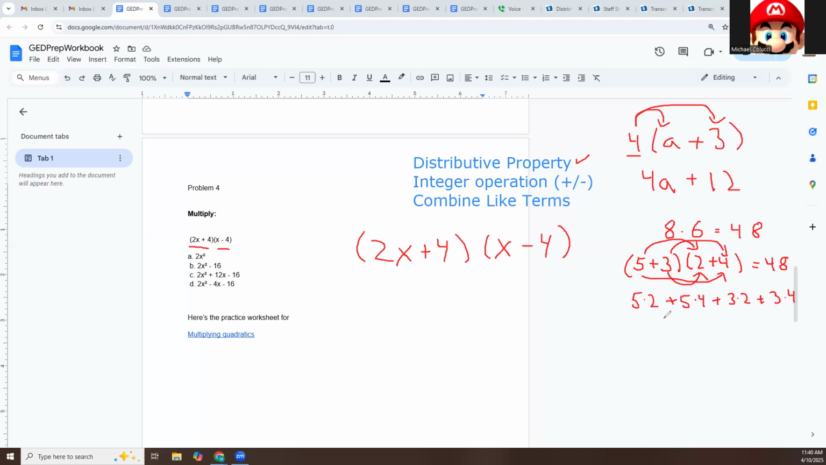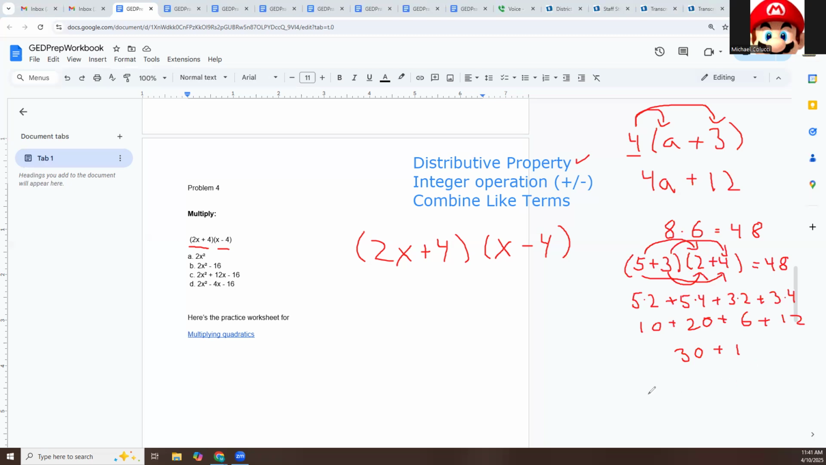Now I can do some order of operations stuff. I'm going to multiply first. 5 and 2 is 10. 5 and 4 is 20. 3 and 2 is 6. 3 and 4 is 12. And if I've done this right, this is equal to 48.